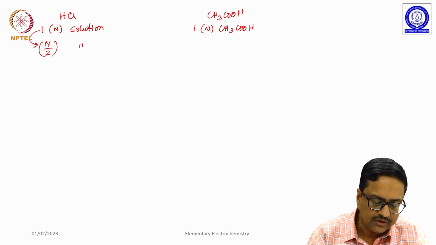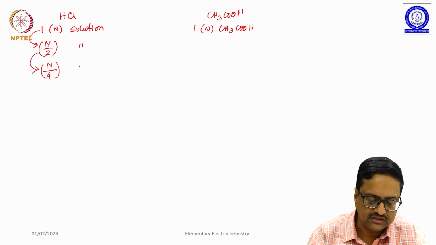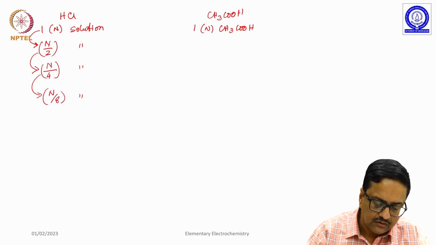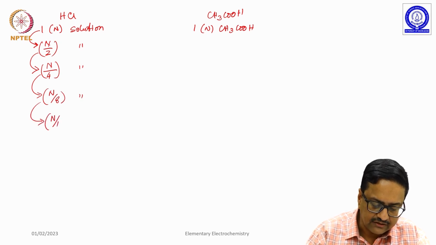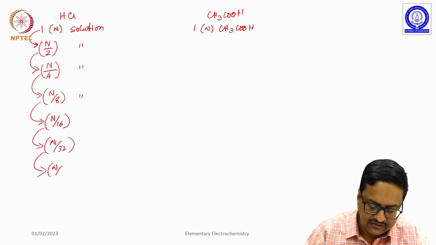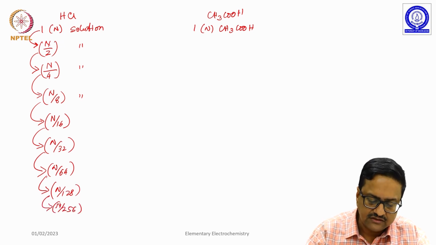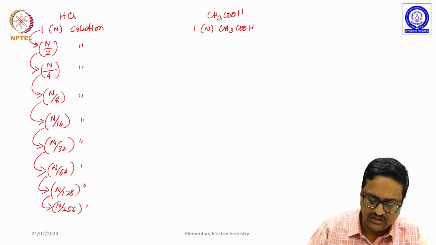Solution. Then from that, again by half dilution, we will prepare N by 4 solution. From that, we will prepare N by 8. From that, we will prepare N by 16. From that, we will have N by 32. And then again N by 64. And then if somebody wants to continue, they can go down to N by 128, and then N by 256. This depends on how many solutions you want to measure.